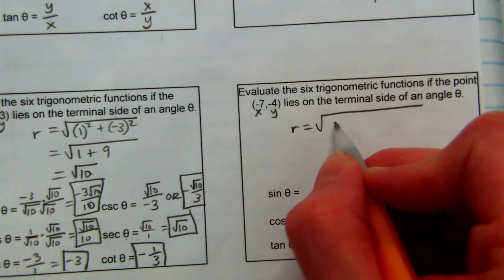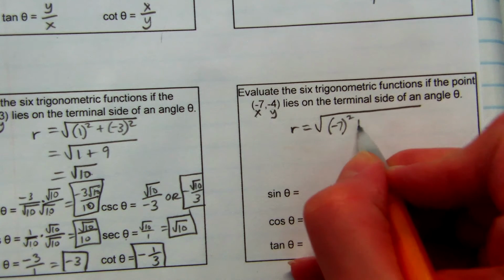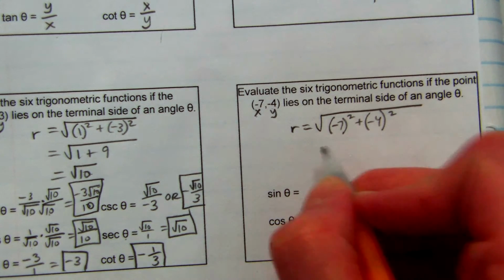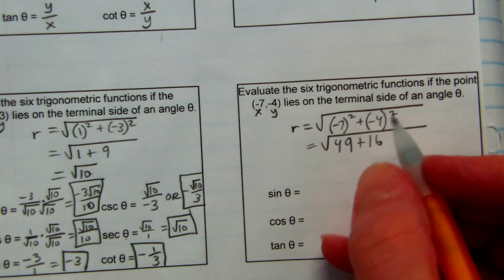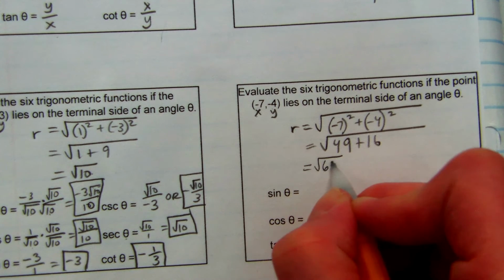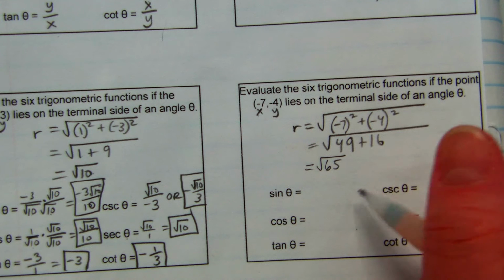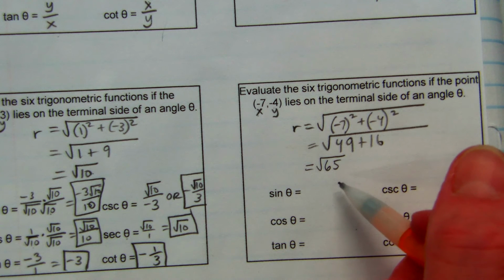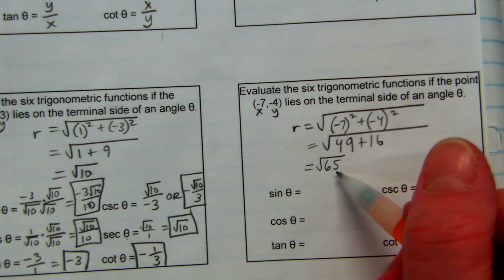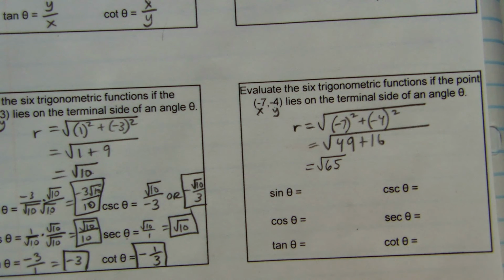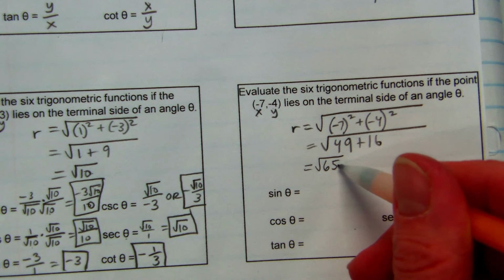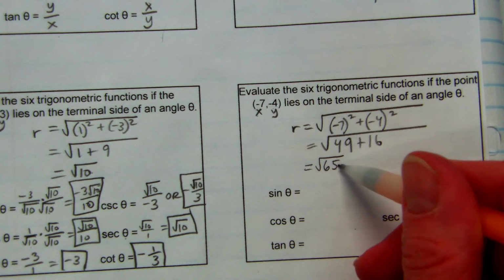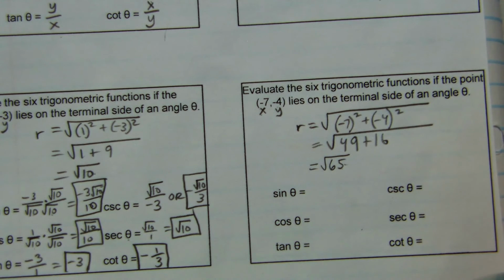So this r is going to be the square root of negative 7 squared plus negative 4 squared. This is going to give me positive 49 and positive 16, which is the square root of 65. 65, I think, is 13 times 5, so it does not reduce. So we're just going to leave it the square root of 65. Just be aware occasionally you're going to have one of these that you need to use the birthday cake method and simplify. It just makes everything over here come out the same as the answer key when you do.